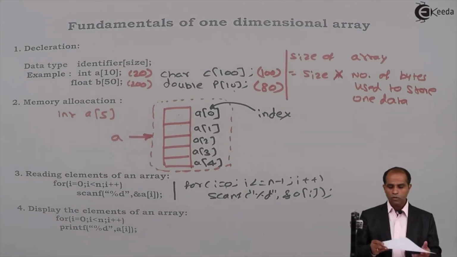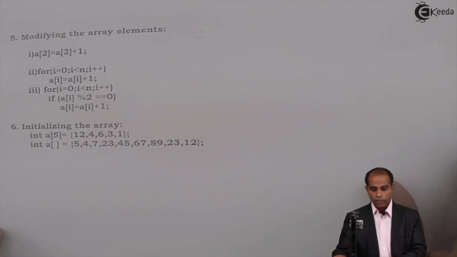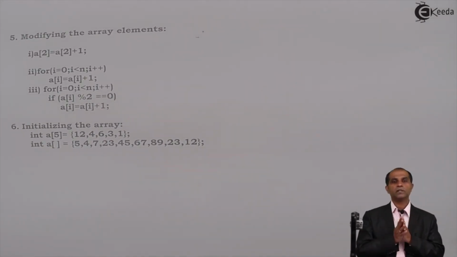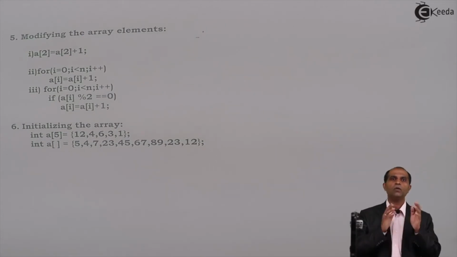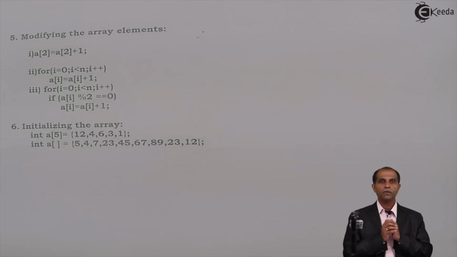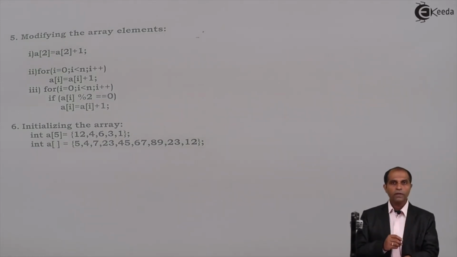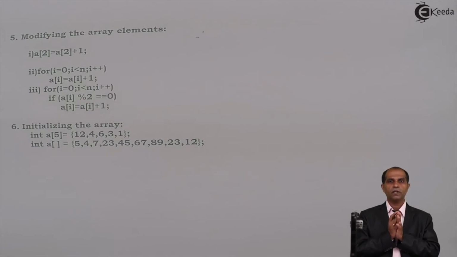So now moving on to the next set of fundamentals which will help us to understand the programming concepts much better: how do I modify an array element? How do I modify these array elements? Let's understand this particular modification. Now when I say modification, again I'll subdivide into 3 parts. The first part is, can I modify only one element of the array? Yes, you can modify one element of the array.